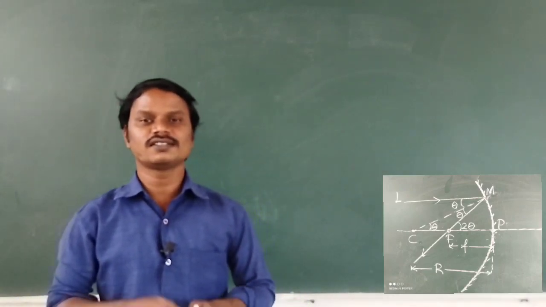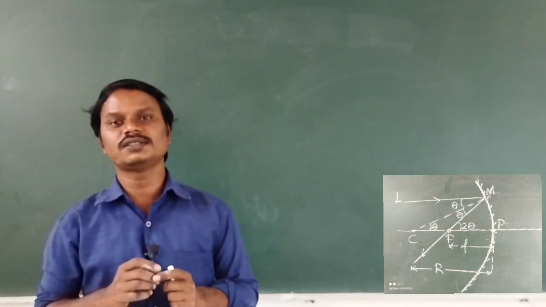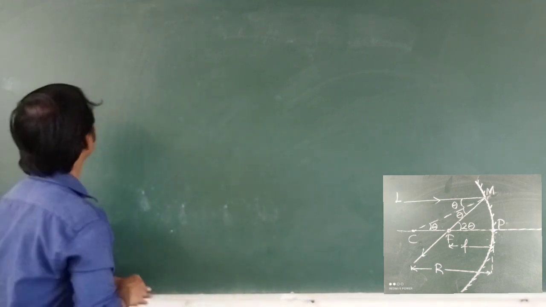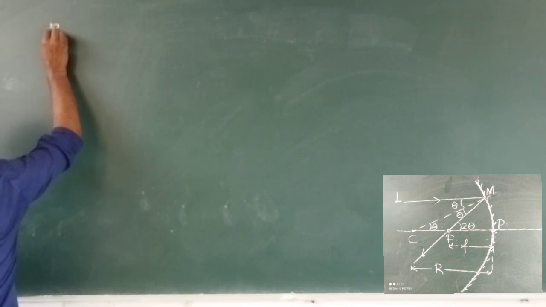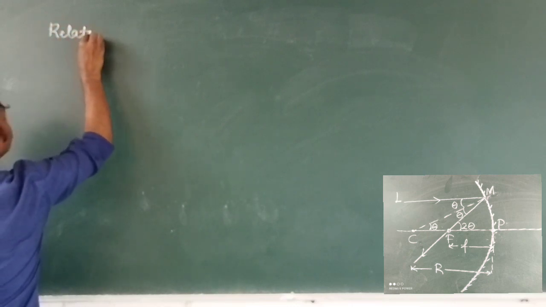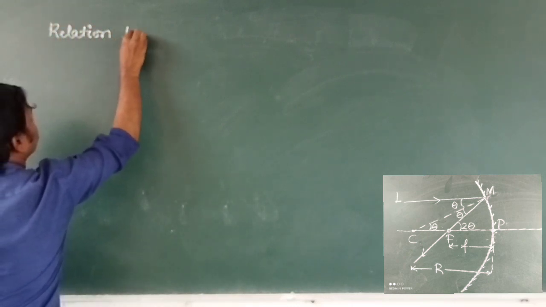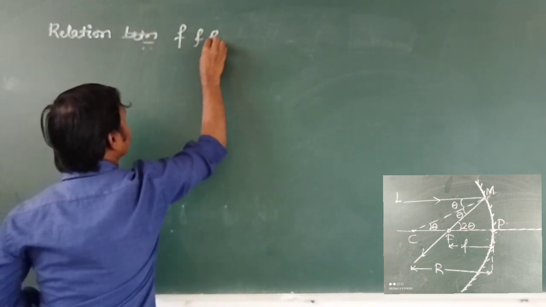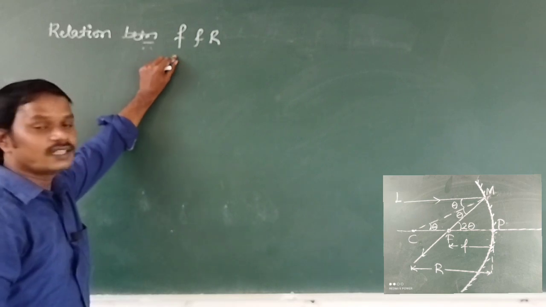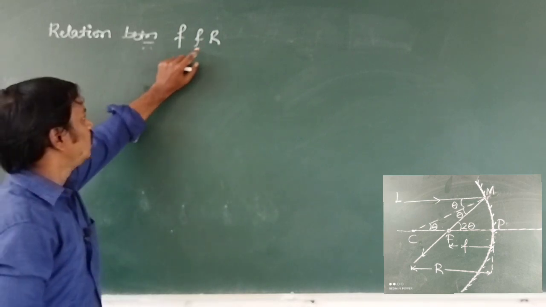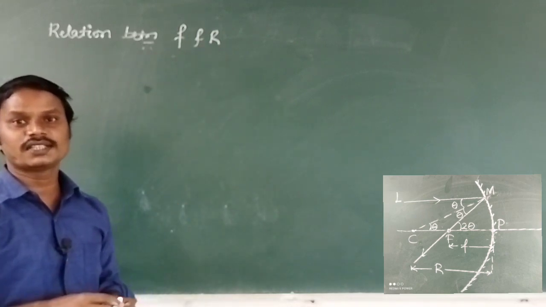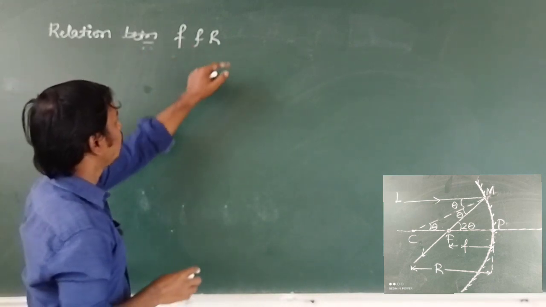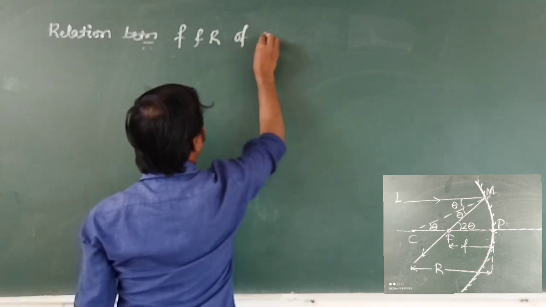Hello dear students, in today's class we are going to derive the relation between focal length and radius of curvature of a spherical mirror. Focal length can be represented by small f and radius of curvature can be represented by capital R.